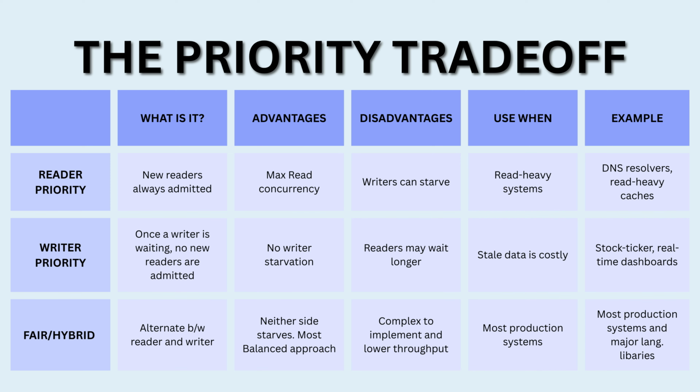Writer priority is good when stale data is costly, like stock tickers, real-time dashboards, etc. Next is the fair or hybrid approach. This is where we alternate between reader and writer groups using a queue. Neither side starves. This is slightly more complex and has a slightly lower peak throughput, but this is what most production systems use and what major language libraries default to.